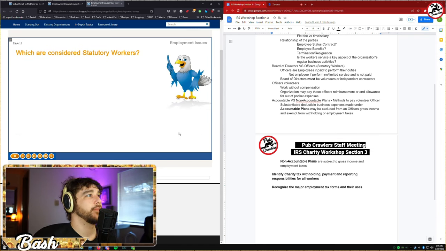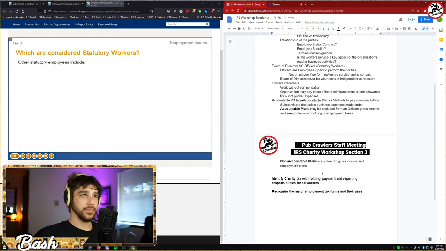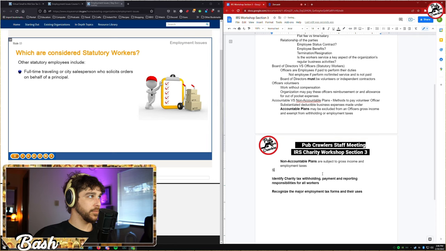Workers categorized as independent contractors, not as employees, may also fall under the subsection of statutory employees. The following are considered statutory employees: a full-time traveling or city salesperson who solicits orders from wholesalers, restaurants, or similar establishments on behalf of a principal.